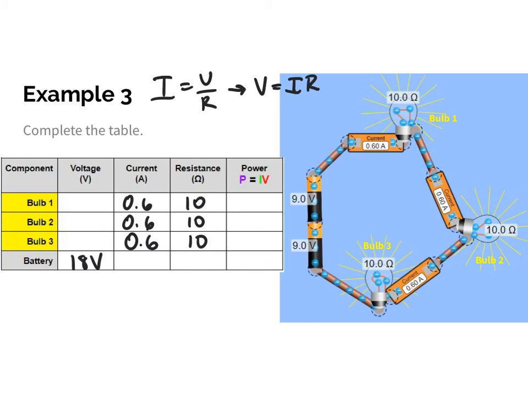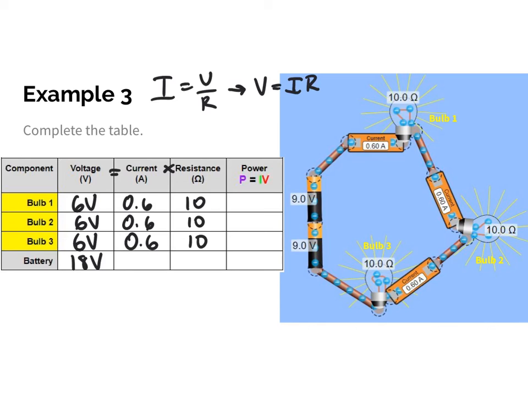So for example, if I take these two things, current times resistance, and multiply them together, I'm going to get the voltage. So if I take 0.6 amps of current times 10 ohms of resistance, multiply these two, I'm going to get a voltage of 6 volts. Same thing for the other two bulbs. I would get the same identical value because they are all the same current and same resistance.